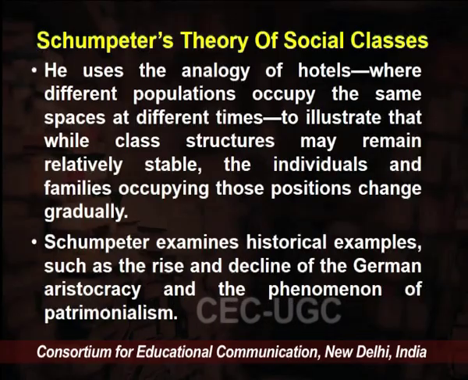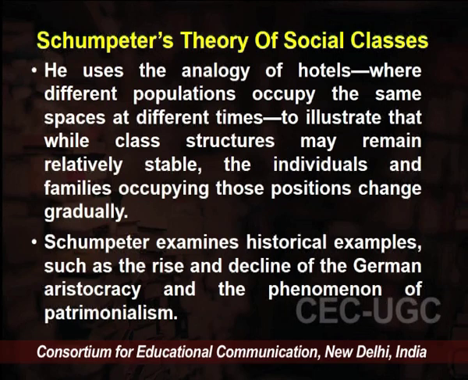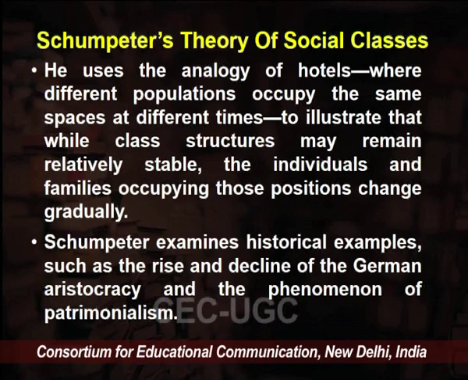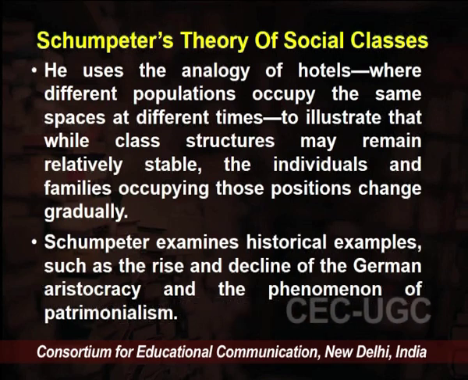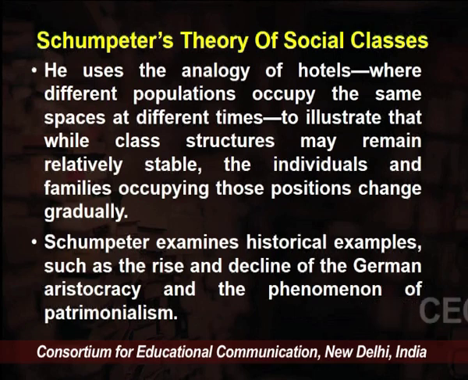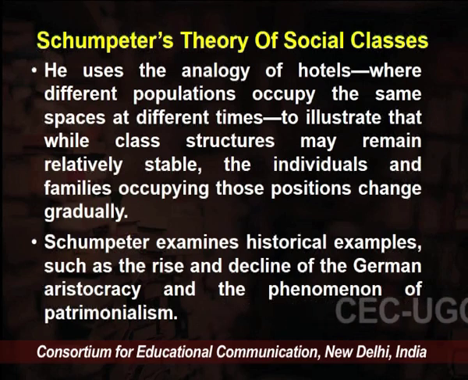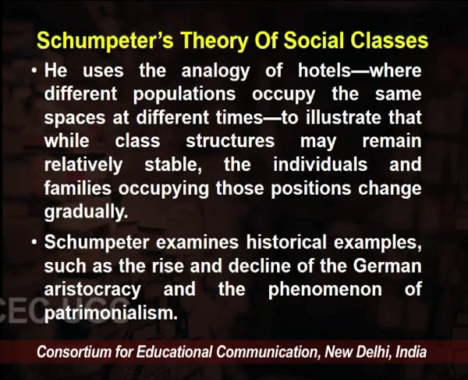chance. He uses the analogy of hotels where different populations occupy the same space at different times to illustrate that while class structure may remain relatively stable, the individuals and families occupying those positions change gradually. Schumpeter examines historical examples such as the rise and decline of the German aristocracy and the phenomenon of patrimonialism.